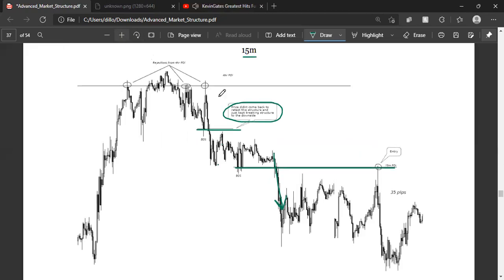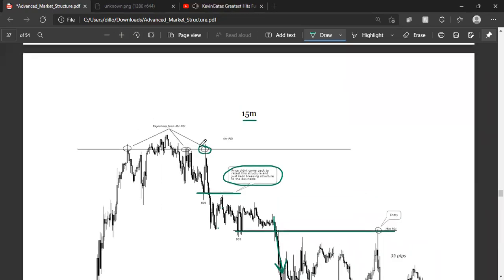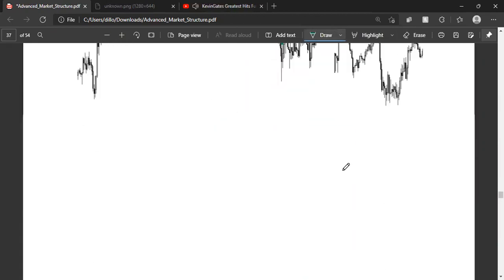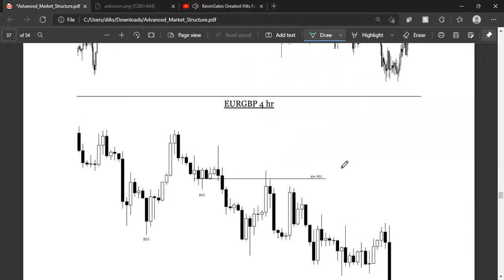From this 4-hour point of interest, right, we see another break of structure on the 15-minute time frame. And so yeah, this would have been our entry for that retest of this structure here. So you see that. So yeah, next example.